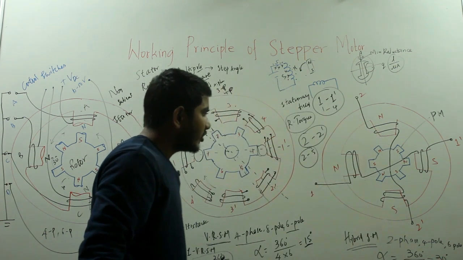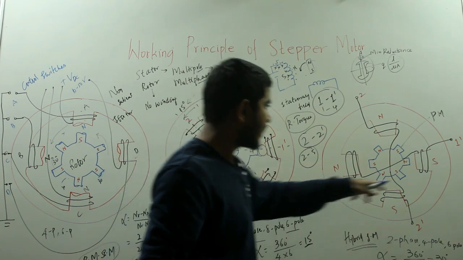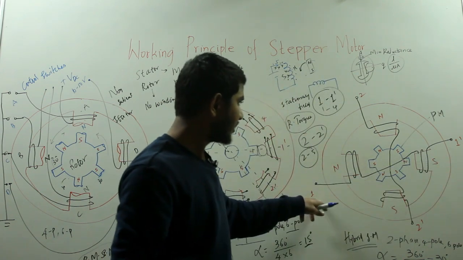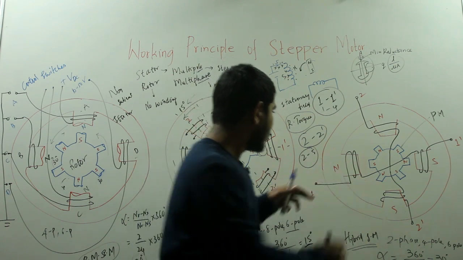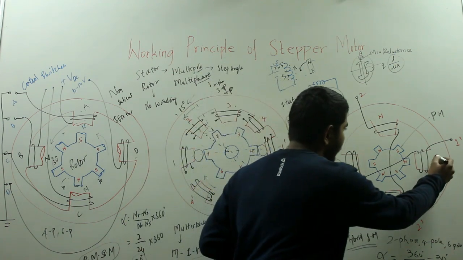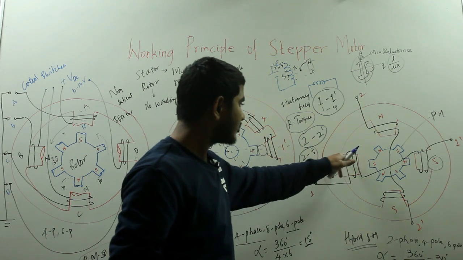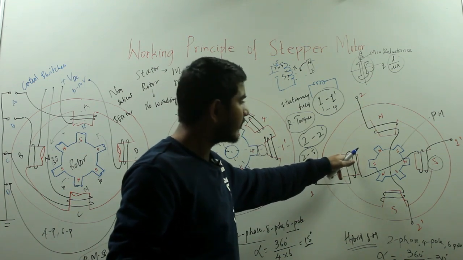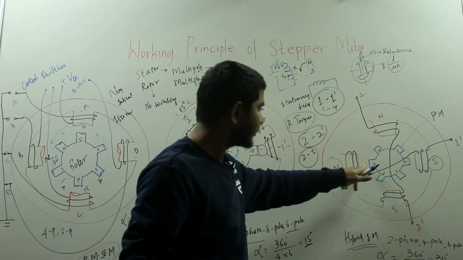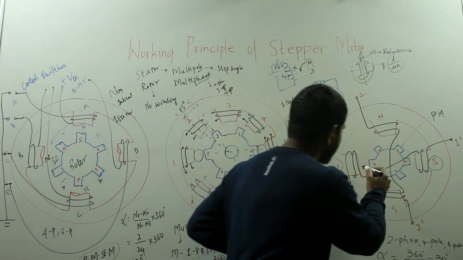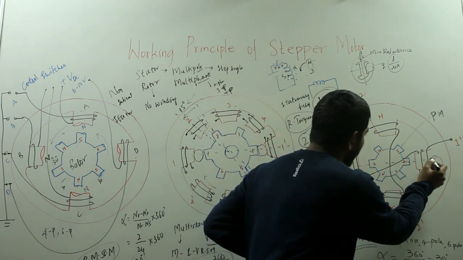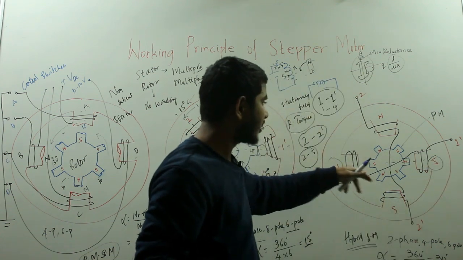Now when you excite the phases 1 1 dash, again this will behave as a north pole and this will behave as a south pole, so that at this north pole there is an MMF developed and this MMF will attract the nearest rotor south pole. So this is how the rotor gets aligned with the stator poles.